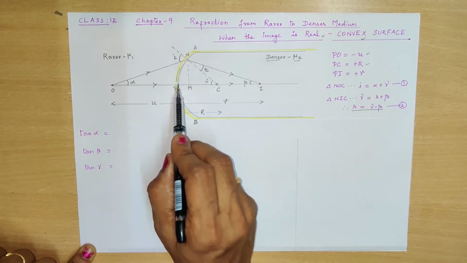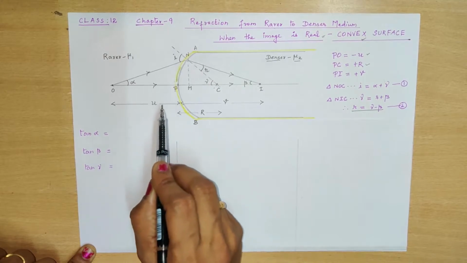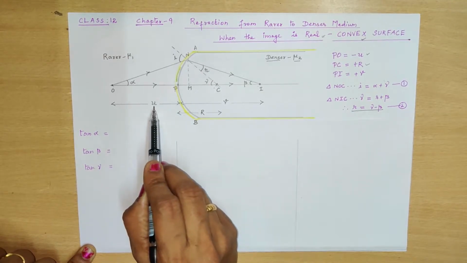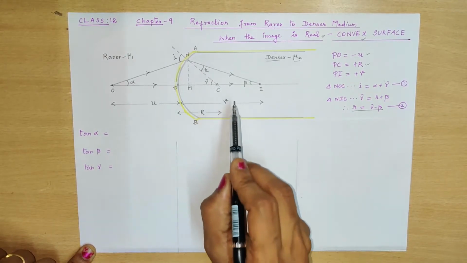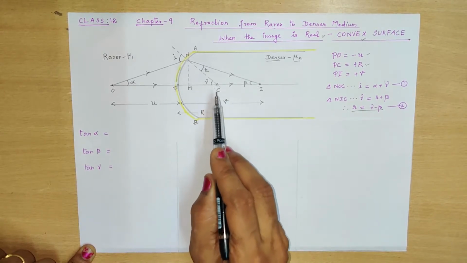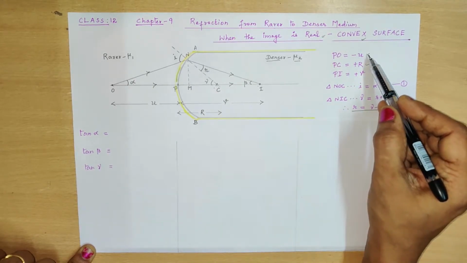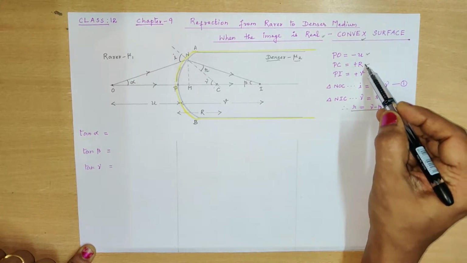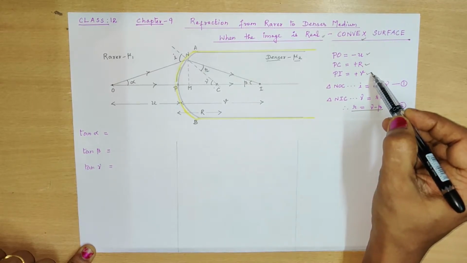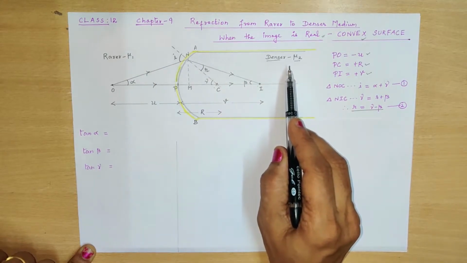We know P is the pole of the lens, and whatever measurement is taken is to be taken always with respect to the pole. Here is the object distance, minus u, and the image distance is v, and this is the radius of curvature, that is the distance between C and P, that is PC. All measurements are written here: minus u, plus R and plus v according to the diagram. Here is a rarer medium and here is a denser medium.